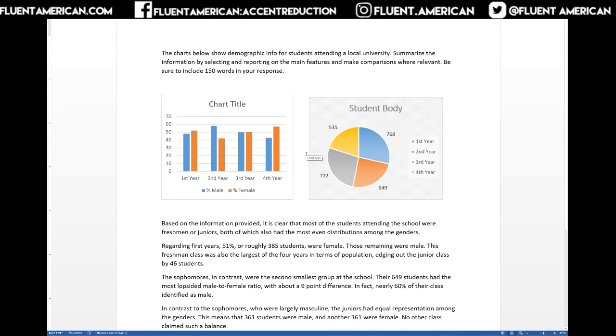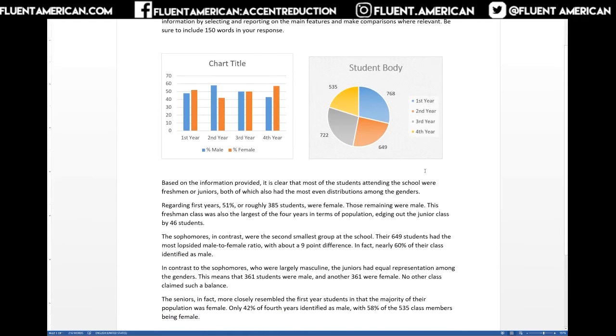First thing is, again, making sure that every key feature is mentioned. So that means that for the first year, I need to mention these percentages. Same thing for the second year, the third year, and the fourth. And then for the next chart, the pie chart, I need to make sure all of those numbers are mentioned, as well as the year for the students. So let's make sure all of those things are happening.